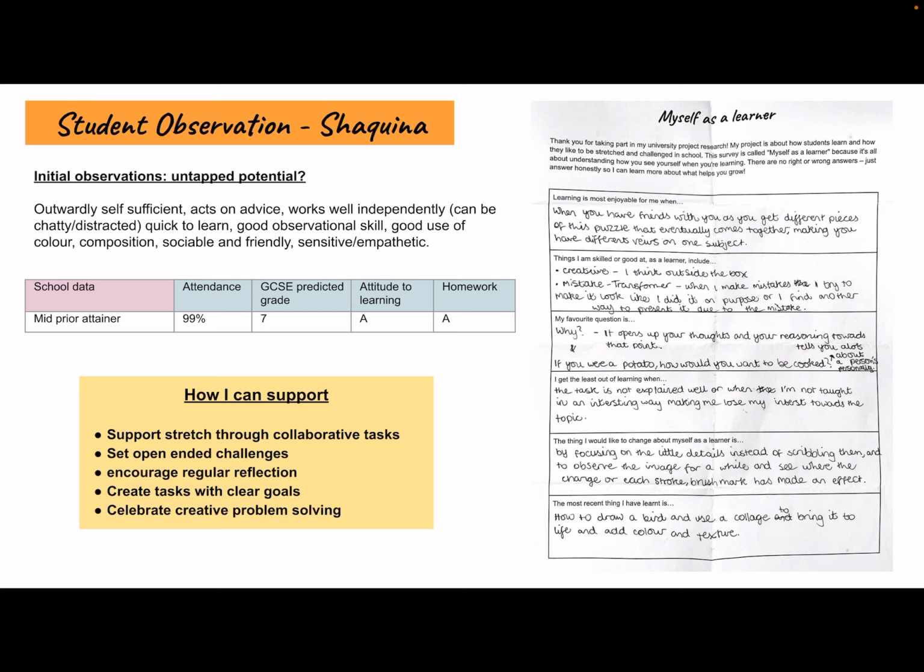So there are some initial observations by me and school data. She seemed very self-sufficient, very creative, but also a little bit chatty. So I thought there were some things going on there that could be really good to work with. These are the ways that I felt I could support her in the yellow box there.